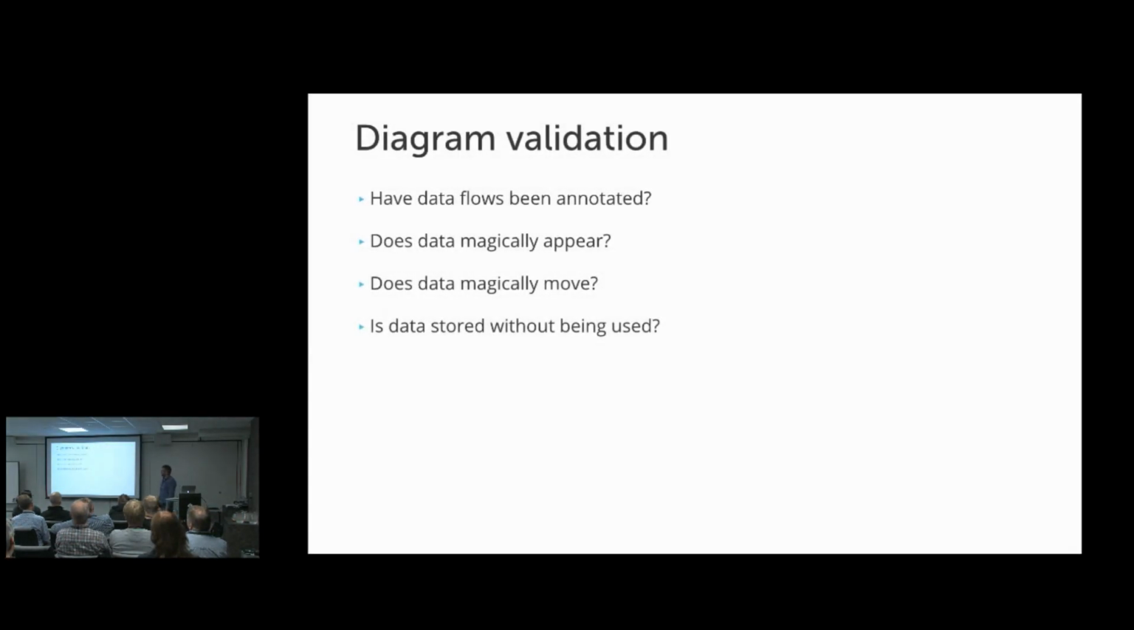Does data magically move? We're not supposed to have arrows from one data store to another, or from one data store to some magical entity somewhere. So data needs to be moved by a process. And also, are we storing data without it being used? I had an interesting session, I think it was actually this week, where we figured out that they were storing data that they weren't using. So why are you storing it?